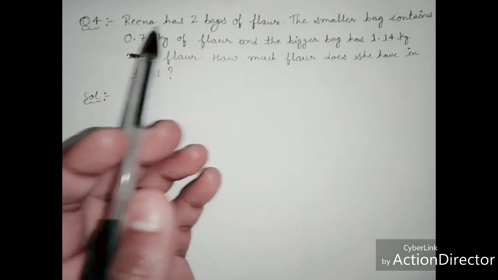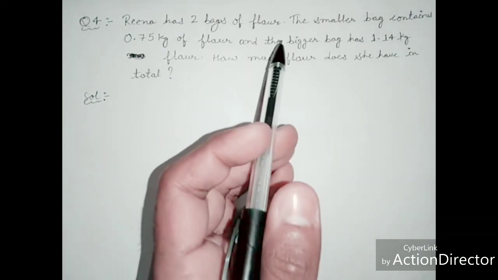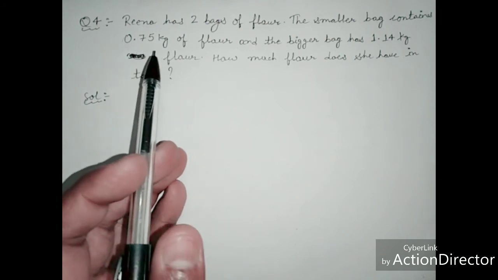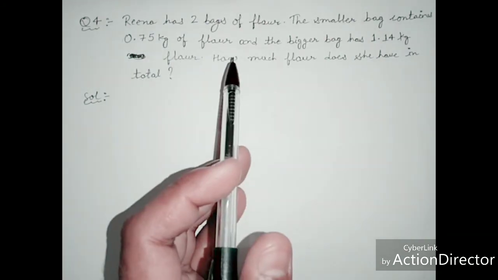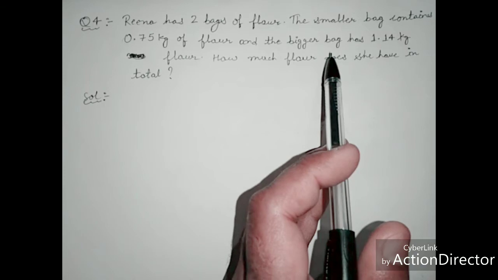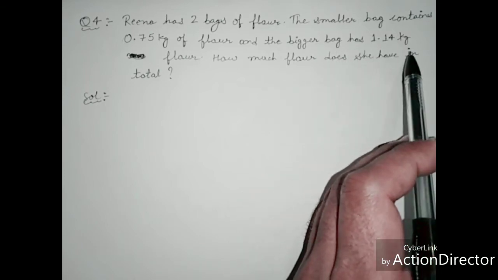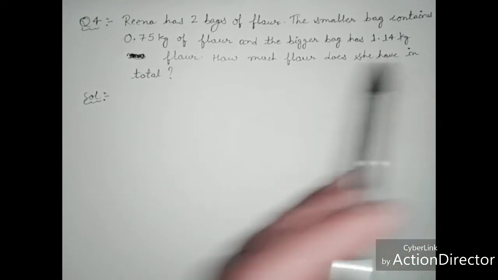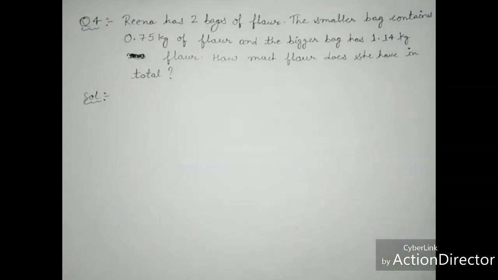Example number 4. Rina has 2 bags of flour. The smaller bag contains 0.75 kilogram of flour, and the bigger bag has 1.14 kilogram flour. How much flour does she have in total? So here we find the total amount of flour overall. So first we write the given values.